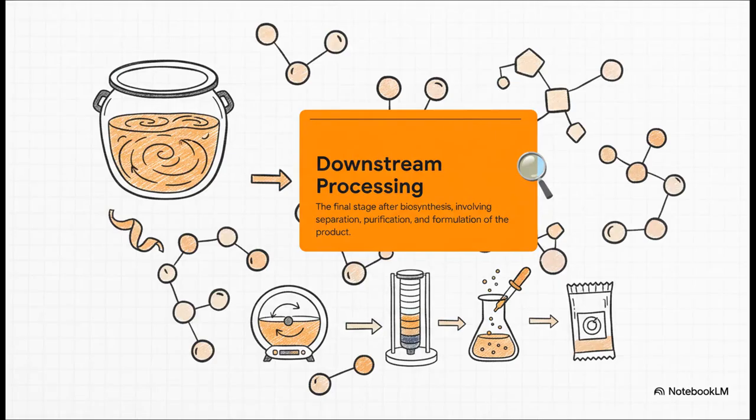Okay, the bioreactor has done its job, but we're still not finished. What you have now isn't a pure product. It's a huge tank of cellular soup with your product mixed in with all sorts of other stuff. This final, critical stage is called downstream processing. It's the whole cleanup operation. You have to separate your product, purify it to an incredibly high standard, and then formulate it with preservatives so it's ready for the market. This is a huge and often very expensive part of the whole process.